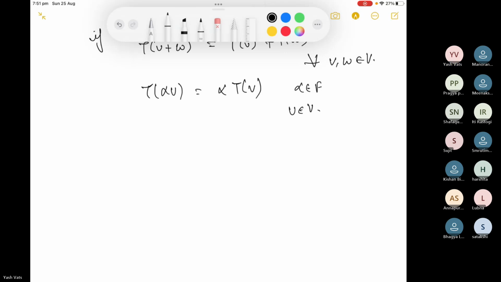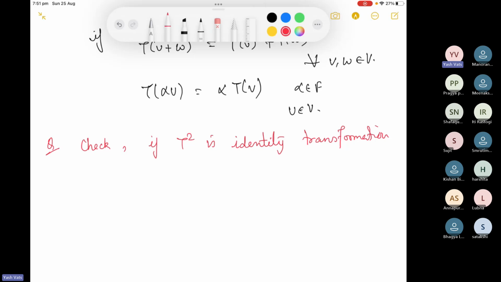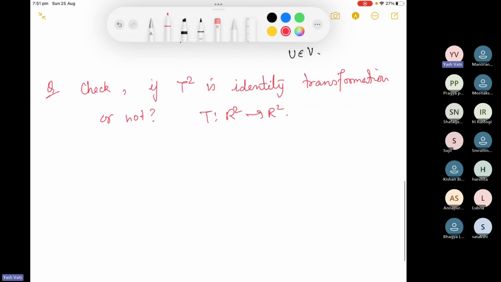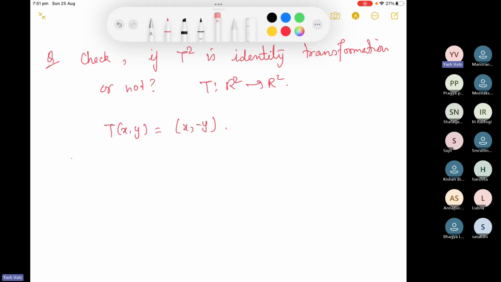So question 1 is, check if T squared is the identity transformation or not. T is from R2 to R2. The first part is T(x, y) is x minus y, about the line x equal y. Just check this one. In this case, if it is linear, you have to check whether T squared is identity or not.